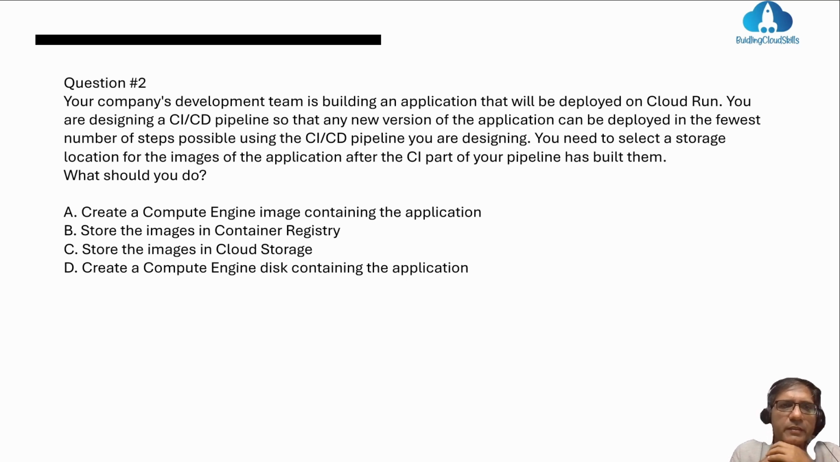Your company's development team is building an application that will be deployed on Cloud Run. You are designing a CI/CD pipeline so that any new version of the application can be deployed in the fewest number of steps possible using CI/CD pipeline in your design. You need to select a storage location for the images of application after CI part of the pipeline has built it. What should you do?